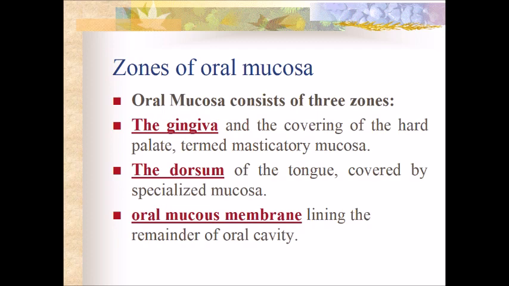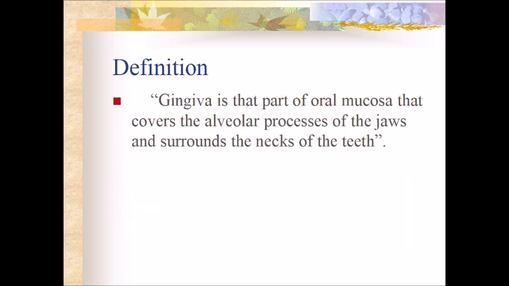Coming on to the introduction. In the introduction we should always keep the introduction simple so that it is easy for us to remember. So in the introduction we will be writing zones of oral mucosa. Oral mucosa consists of three zones: the gingiva, the dorsum of the tongue, and oral mucous membrane. The gingiva and the covering of the hard palate are termed masticatory mucosa, the dorsum of the tongue is covered by specialized mucosa, and the oral mucous membrane lines the remainder of the oral cavity.